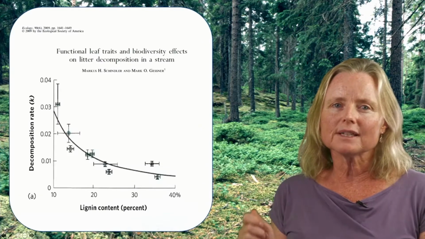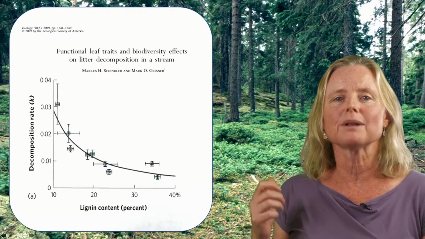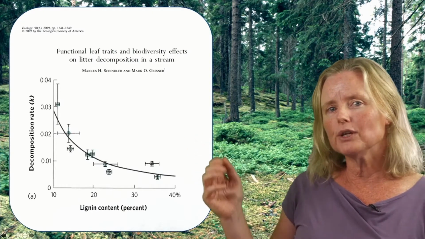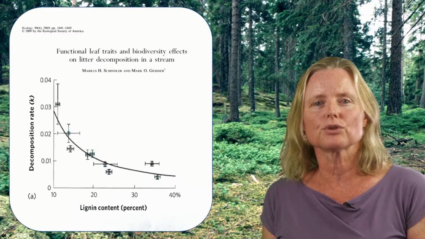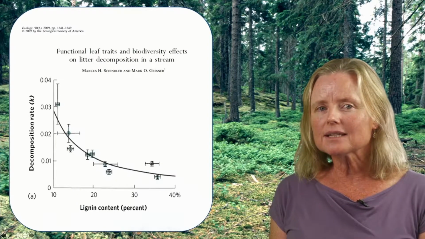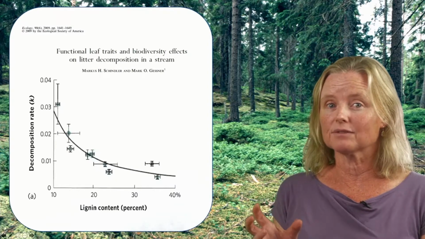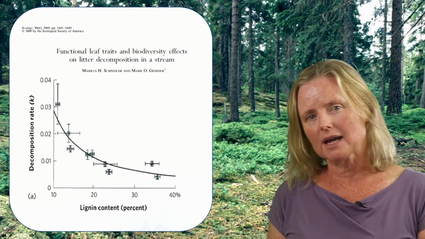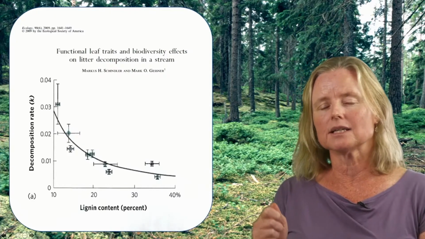The importance of leaf litter traits such as composition of plant tissue has been investigated in several studies. The one I'm showing you here was conducted in a freshwater stream in Germany. The investigators placed a predetermined weight of leaves from 9 different plant species into fine mesh bags and then deployed these bags into the stream.